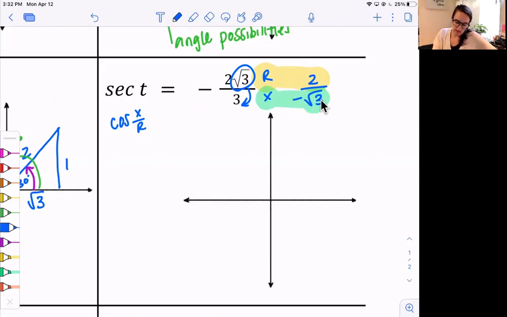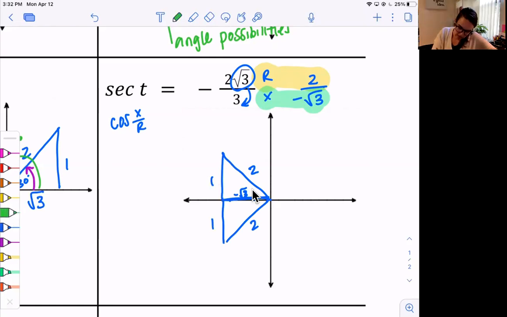So over here, that's where our x is negative square root of 3. Our r is 2. This is 1, 2, square root of 3. Same thing here. 1, 2, square root of 3. 30, 60, 90. I know 1 is across from 30 degrees, so this is going to be 30 here and 30 there. So when I draw my 2 angles, my first angle's here. The 180 minus that 30 there would be 150 degrees.